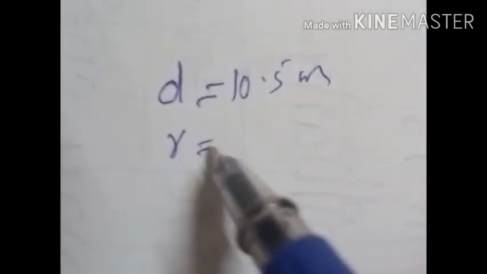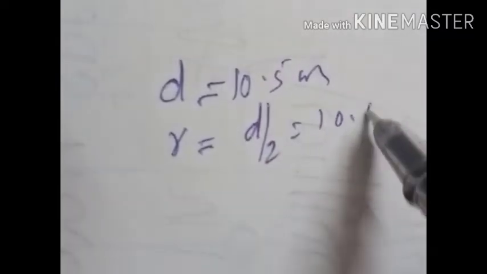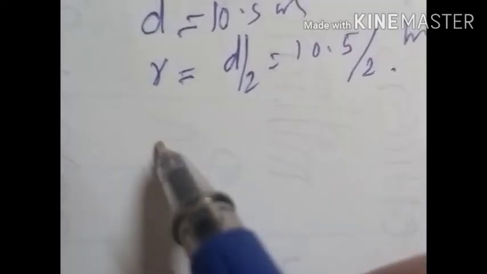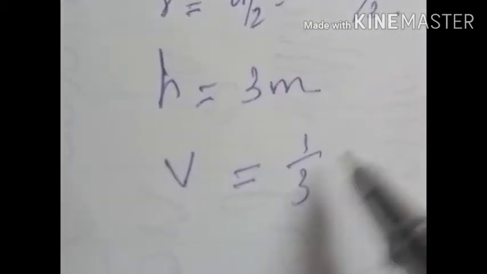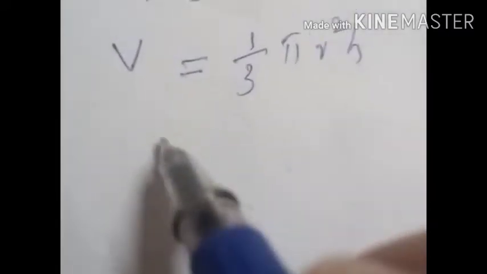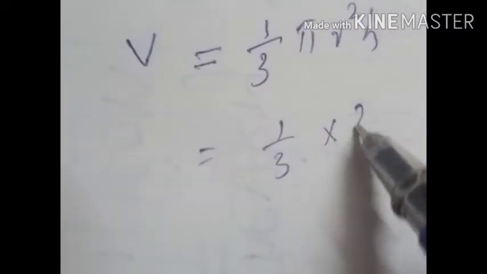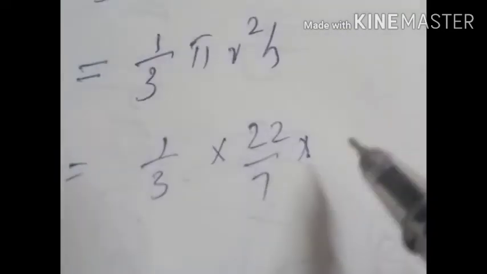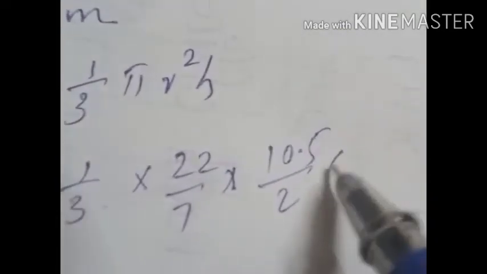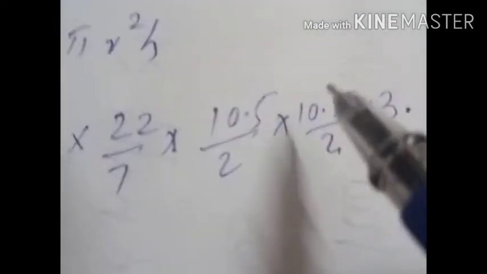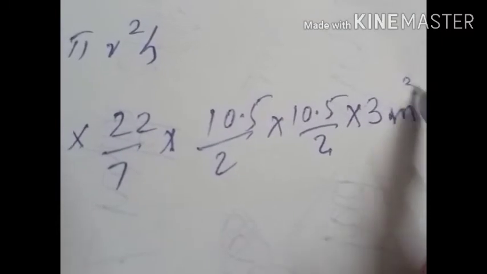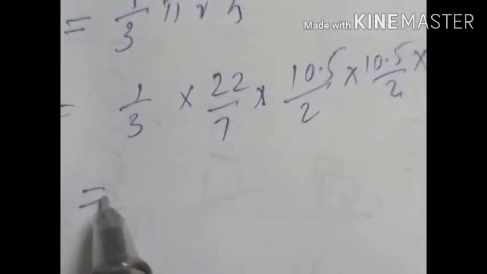So we have to find radius, d by 2, that is 10.5 by 2 meter. Then we have to write height which is given as 3 meter. Then volume of the cone is 1 by 3 pi r square h. That is equal 1 by 3 into 22 by 7 into r square, which is 10.5 by 2 into 10.5 by 2. Then height is given as 3. Substitute all the values. This much meter cube. Then we have to simplify this.